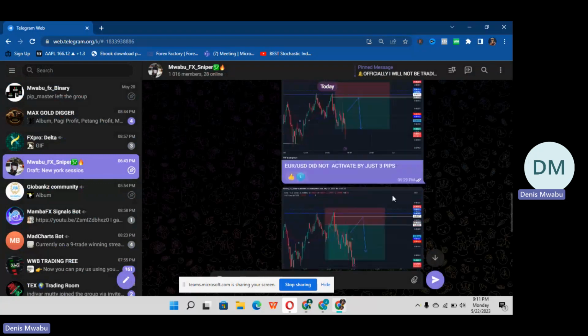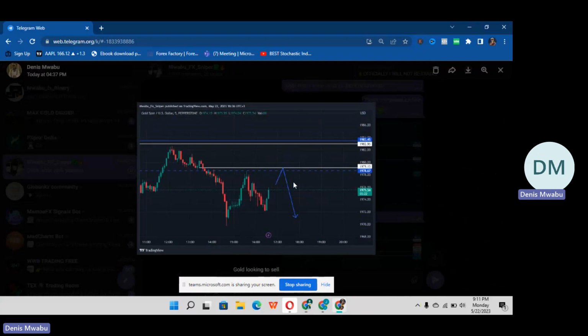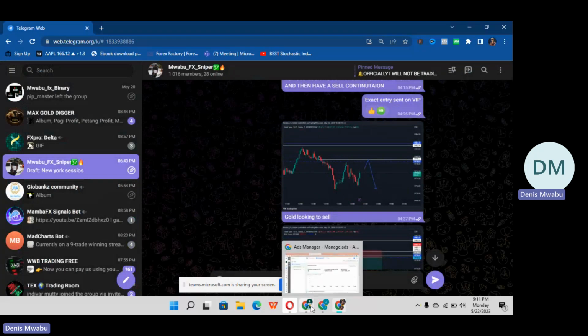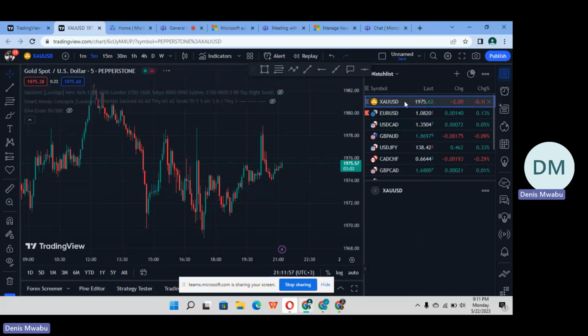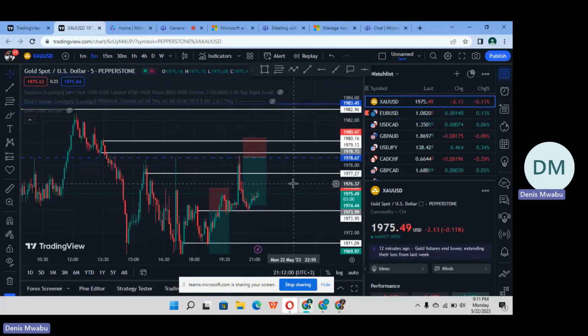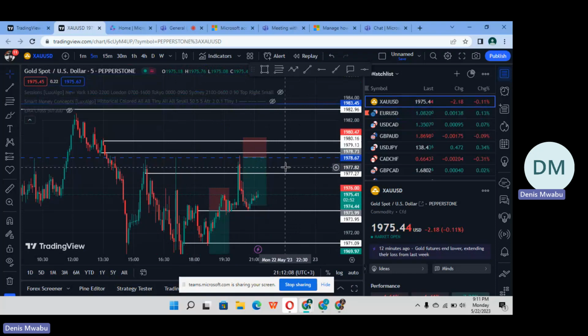The same thing also on gold. I gave this signal on my Telegram group. I told people gold, look for sales, and you can guess what? Gold just came, tapped into this level and dropped. I want you to take a look at what gold did. Gold came exactly and tapped into that zone that I gave people, dropped, came here again, tapped into this zone, dropped, giving us a 1:2.